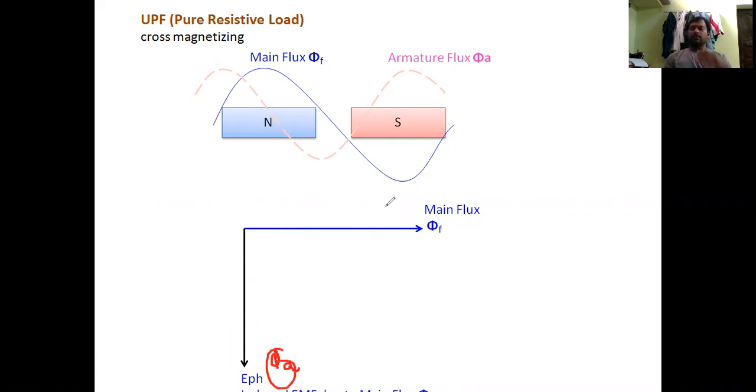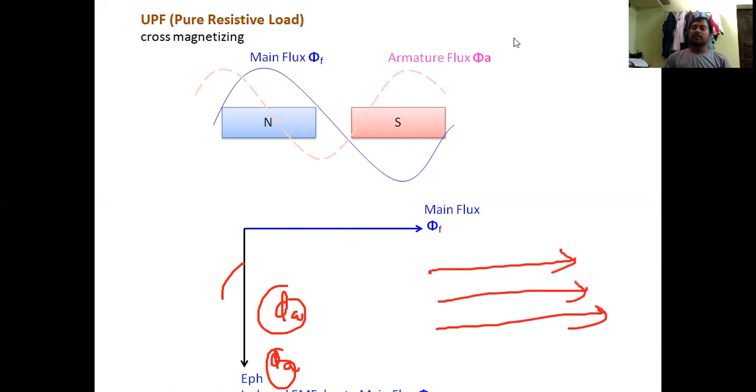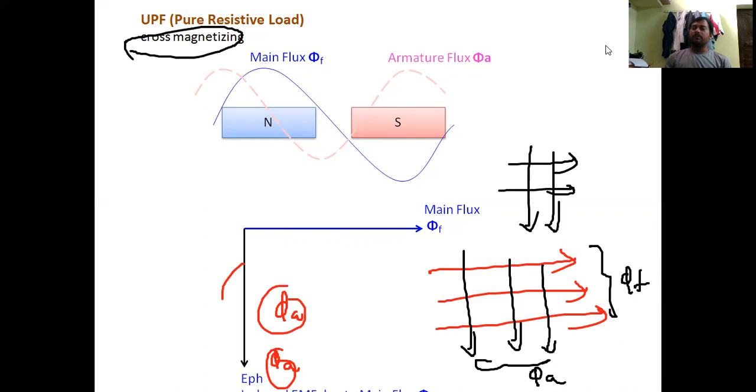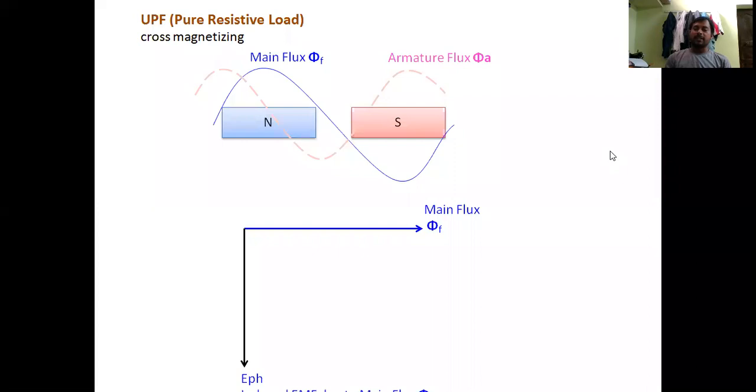Simply, after cutting the main field flux, armature EMF will be induced in the armature and the flux will be produced in the armature. That effect will come after the main field flux. That's why phi A is lagging. If you represent this main field flux like this, and this is the armature flux, the total is phi A, and this total is phi F. And this effect is the cross magnetization effect, because the fluxes are crossing each other. So this is about the cross magnetization effect.